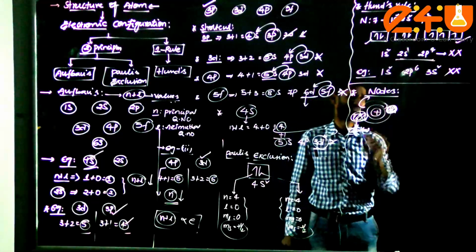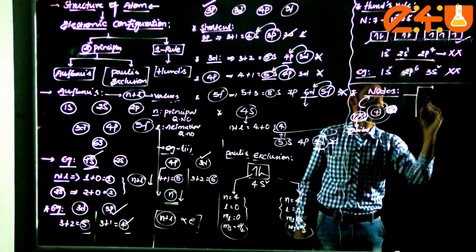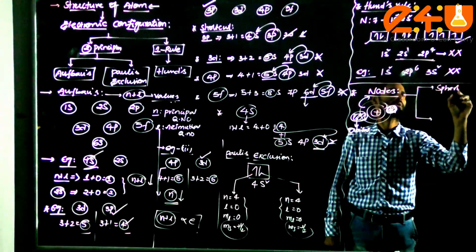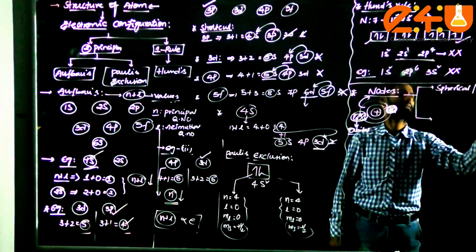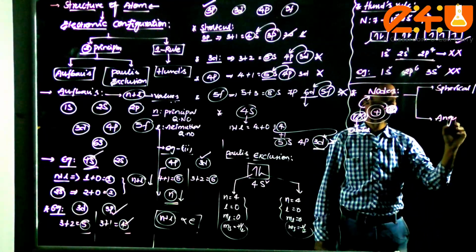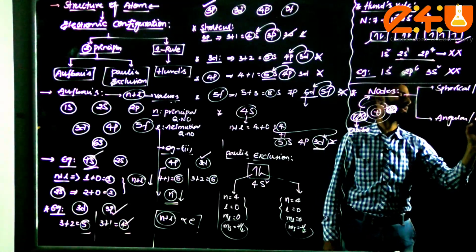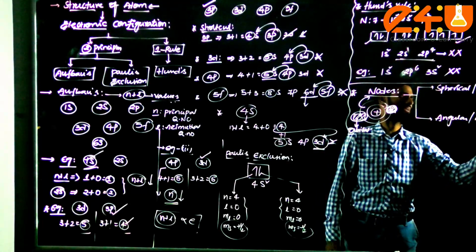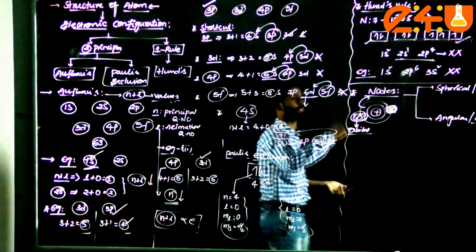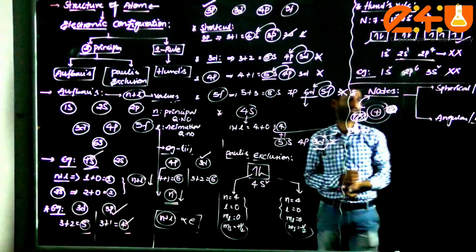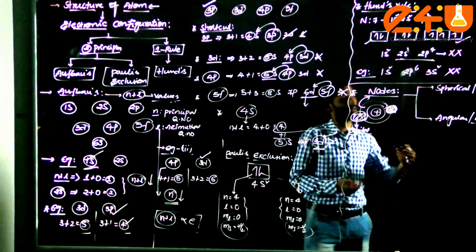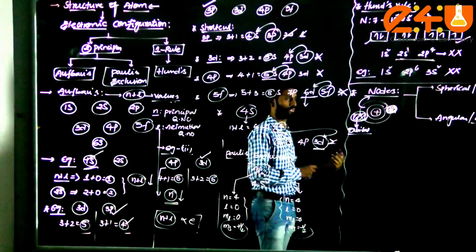Next, there are 2 types of nodes. One is the spherical node, also called radial nodes, and the second one is angular or nodal plane. This is very important, my dear. Sometimes JEE asks how many spherical as well as angular nodes are present for a 3d orbital, or 4s or 4f orbitals.